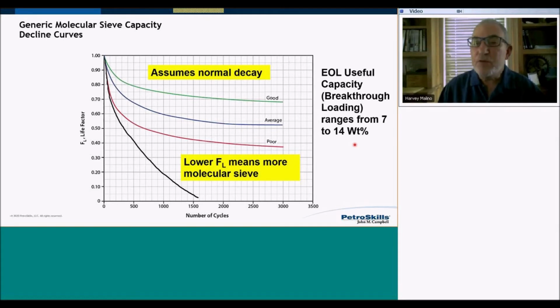What this tells you is you will use molecular sieves because you have to. And you have to use them when you're going for very low water dew points. So the takeaway from this slide, keep contaminants out of the system and try to increase your adsorption cycle time.